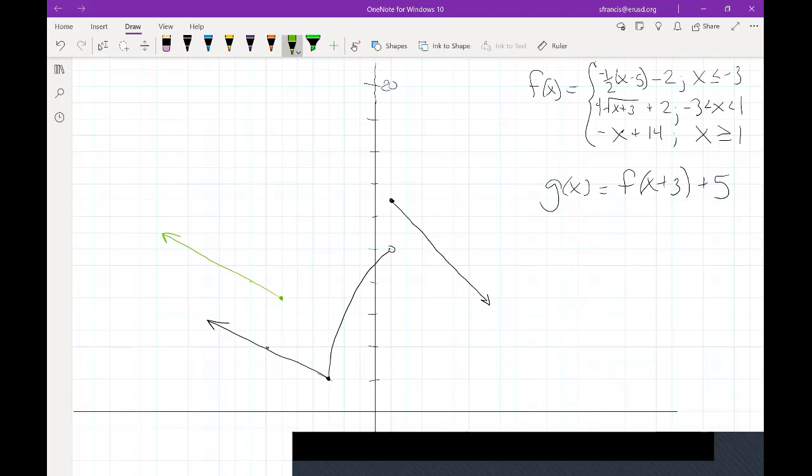I'm going to go to the other endpoint of the square root graph right here, and I'm going to go 3 units to the left, 1, 2, 3, 5 units up. Whoops, it's supposed to be an open circle. And then I'll do my best to draw the same shape. The last piece, I'll take its endpoint here, 1, 2, 3, 1, 2, 3, 4, 5, solid circle. Down 1 over 1. And that's what the graph of G looks like.